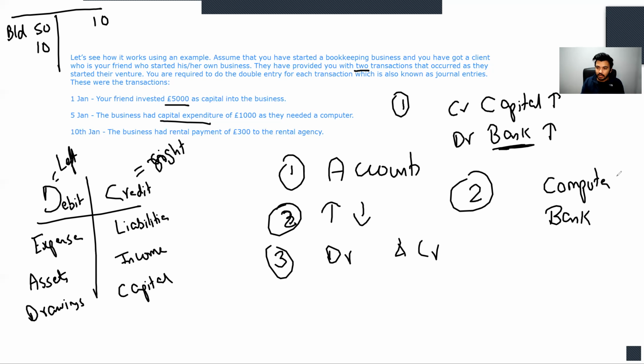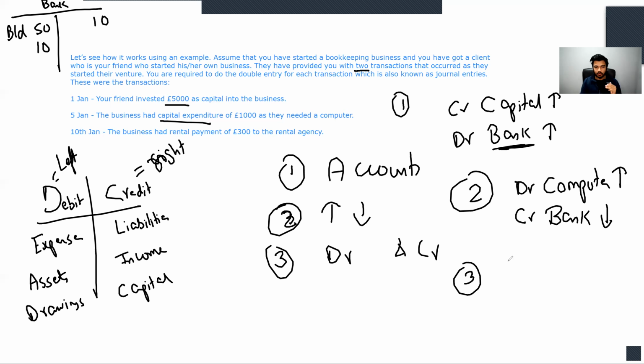The second step is to see which account is going up or down. Computer is going up for sure. Bank is going down because money is going out, so the money is reducing. Computer, as an asset, is going up, so you debit it to show the increase. Bank is going down, and bank is an asset, so to show the decrease you credit it, as shown here. That's an example.